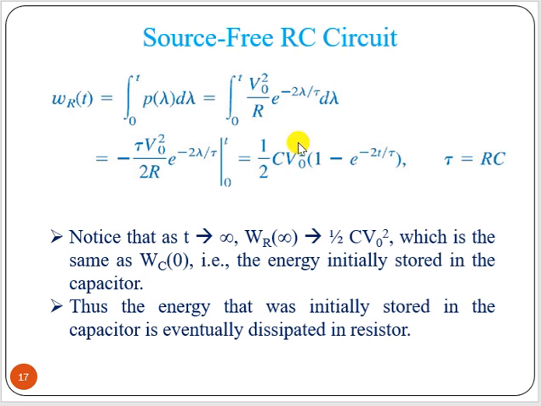Now in this term, if we put t equal to infinity, what will happen? Here we have e to the power minus infinity, which is nothing but 0. So the energy at infinity will be half C V squared, which is the same as Wc(0), the energy initially stored in the capacitor. Thus the energy that was initially stored in the capacitor is eventually dissipated in the resistor.